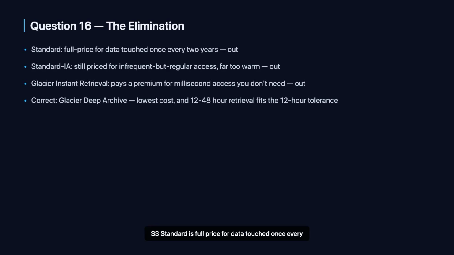Eliminate. S3 Standard is full price for data touched once every 2 years. Wildly overpriced. Out. Standard Infrequent Access is still warmer and pricier than data this cold needs, so it's out. Glacier Instant Retrieval pays a premium for millisecond access, and the scenario says 12 hours is fine, so you're paying for speed you don't need. Out. The correct answer is Glacier Deep Archive, the lowest cost tier by far.